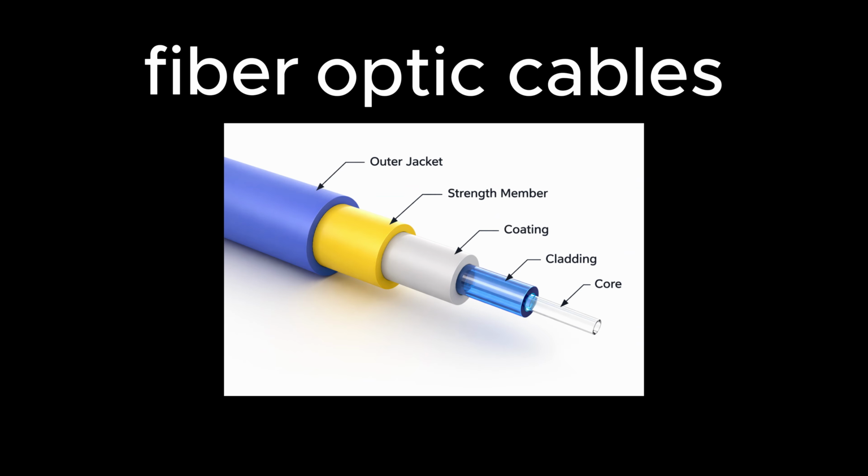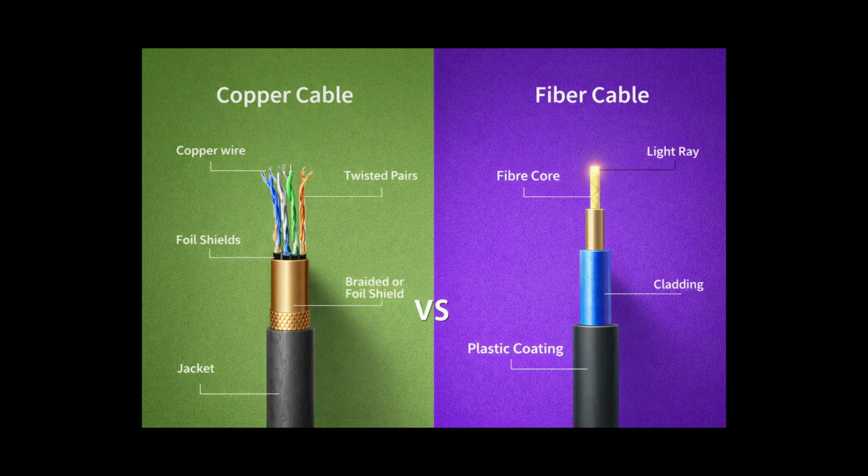But what are these highways actually made of? The answer is fiber optic cables. Fiber optic cables are thin strands of glass designed to transmit light. Instead of sending electricity like traditional cables, fiber optics send pulses of light that represent digital data. This technology allows enormous amounts of information to travel extremely fast over long distances.